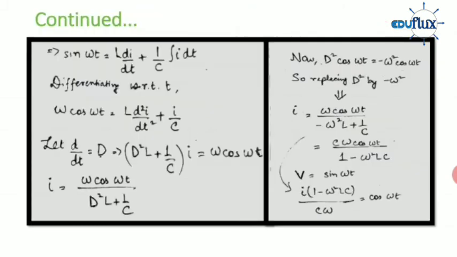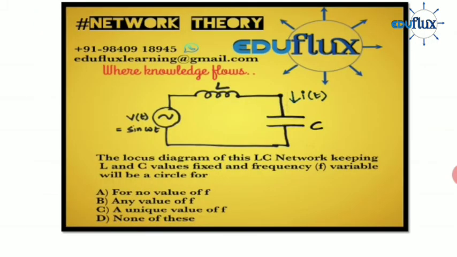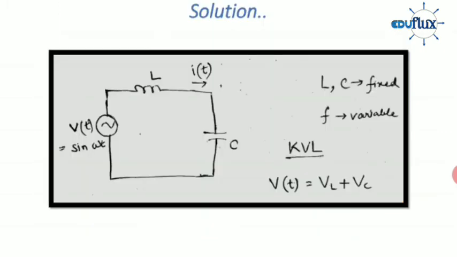So the answer to this question should be, as there are two values of omega or f that make the locus diagram a circle, not no value or any value or a unique value. It is for two values of f that we get the locus diagram in V and I to be a circle. So the answer should be D, none of these.